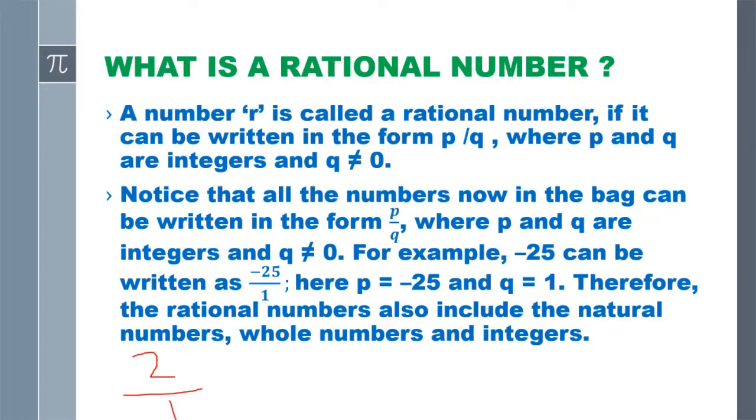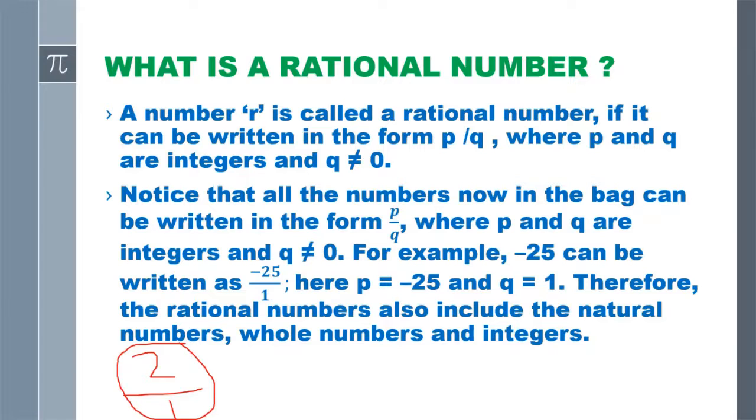The value has not changed, but the form has changed. Which form is it? p by q. So p by q means a form of rational number. Now the natural number has become a rational number by writing it in the form p by q. So hence all natural numbers can be written as rational numbers.